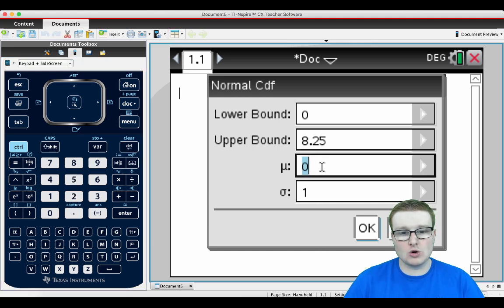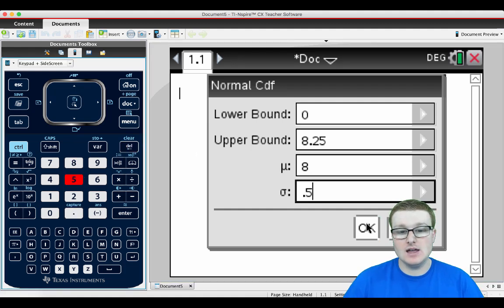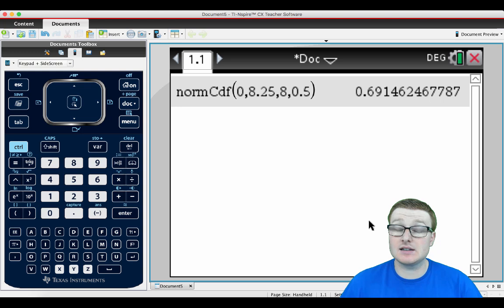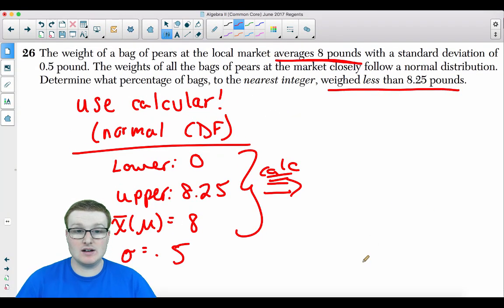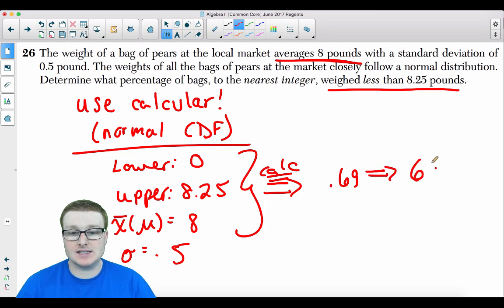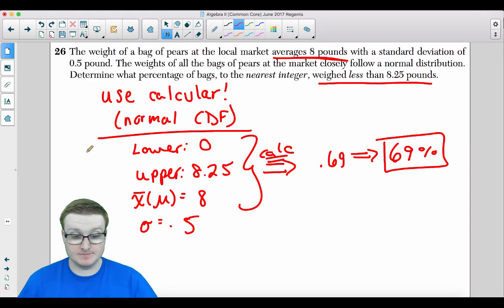Your mu, or your mean, is 8 and your standard deviation is 0.5. Click on OK. It is 0.69 or 69%. And it specifically says rounded to the nearest integer. That means you need to round it to the nearest percent. You can't write it as 0.69. You have to round it to 69 or convert it into 69%. Ladies and gentlemen, that is how you do this question.